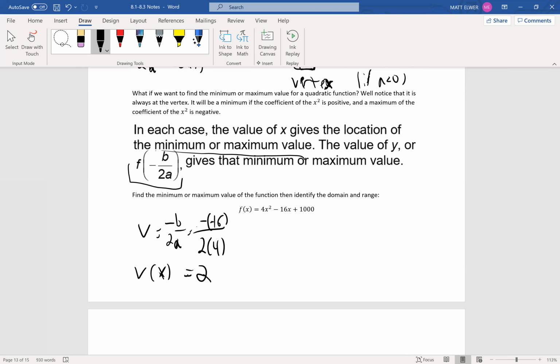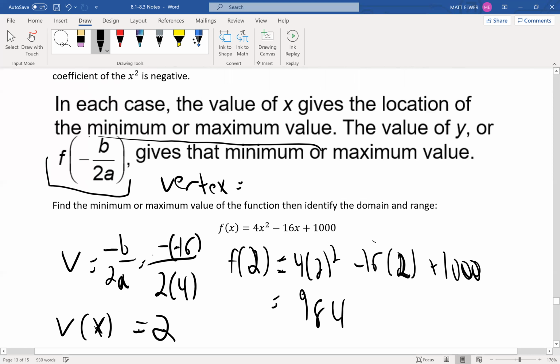So I need to find where the function is equal to 2. So the function at 2, and that'll give me my y value. So I have 4 multiplied by 2 squared minus 16 times 2 plus 1,000, right? So if I simplify that down, you should get 984. So we just combine all of our constants. So that's saying that our vertex, and maybe I'll write it up here because I'm kind of running out of room, our vertex is equal to (2, 984), right?